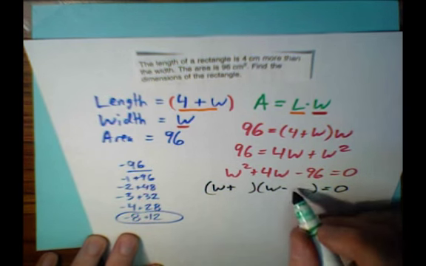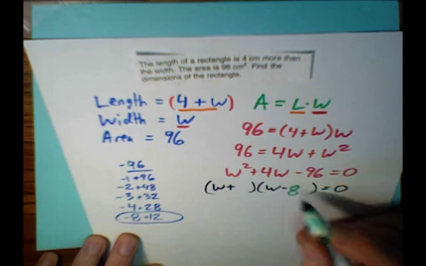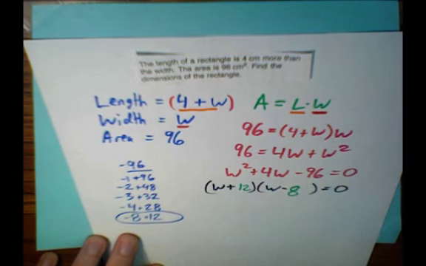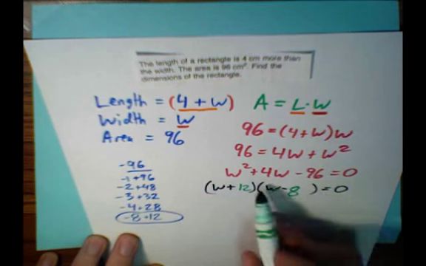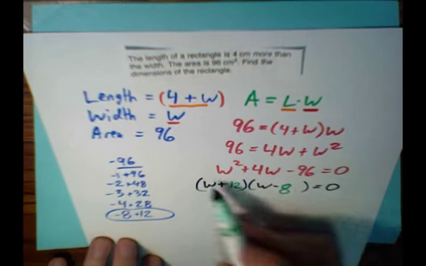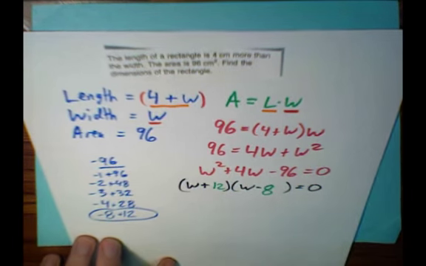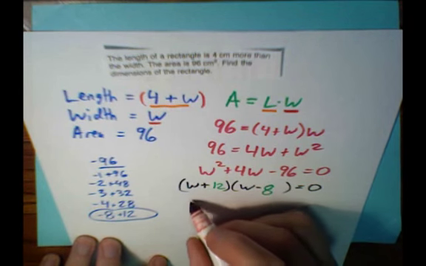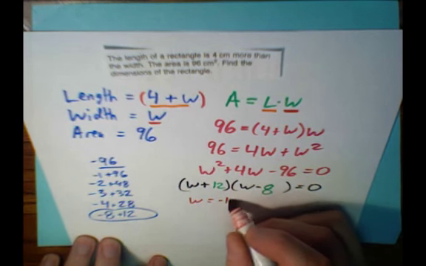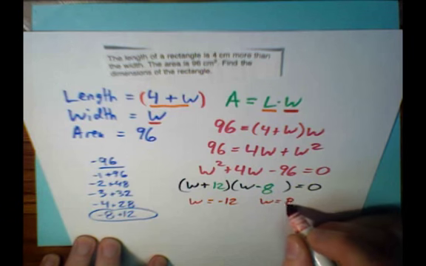So we have a W minus 8 and a W plus 12. And just real quick, do FOIL in your head to make sure that you actually have factored that correctly. Here we're going to get W equals negative 12, or W equals 8.